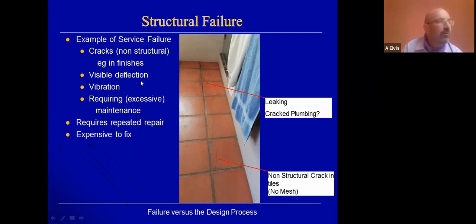Visible deflections: most people, when they see visible deflections, which might not be ultimate limit state failures, would freak out, especially if they were laymen or laywomen. And vibration, of course, renders the structure non-usable. I was involved in a structural failure where the floor in an office space was vibrating excessively. In fact, it vibrated so much that it made the occupants, the office workers, ill. It made them nauseous. So the main thing about service failures is that they require repeated repair and are expensive to fix.